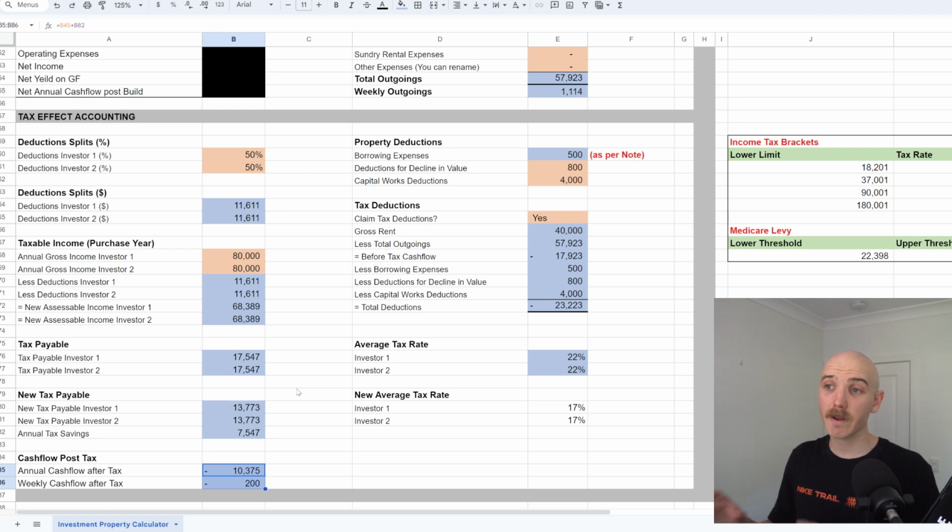Now, looking at a scenario where both of you are on $80,000 of income each year and you own the property 50-50, the annual cash flow after tax benefits might be minus $10,375, which reduces the cash flow to holding this property to $200 a week, or $10,000 a year if you're wanting to make it round numbers.